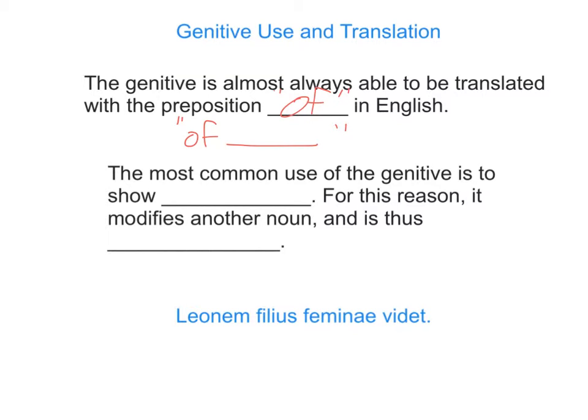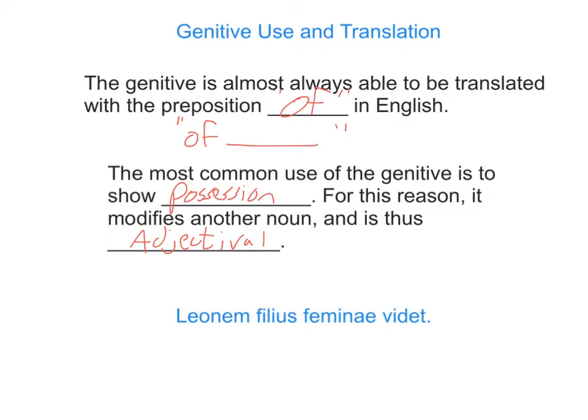The most common use of the genitive is to show possession. You've seen examples like this in the first slide. If you think of the heel of Achilles, it's his heel, so that makes sense there. For this reason, it modifies another noun and is thus, like I said in the first slide, adjectival.